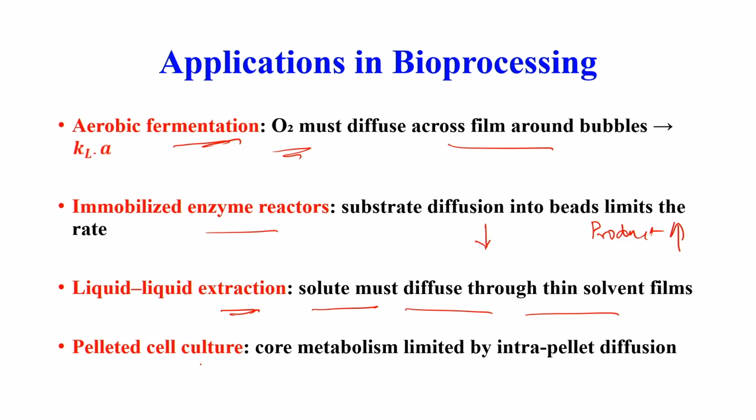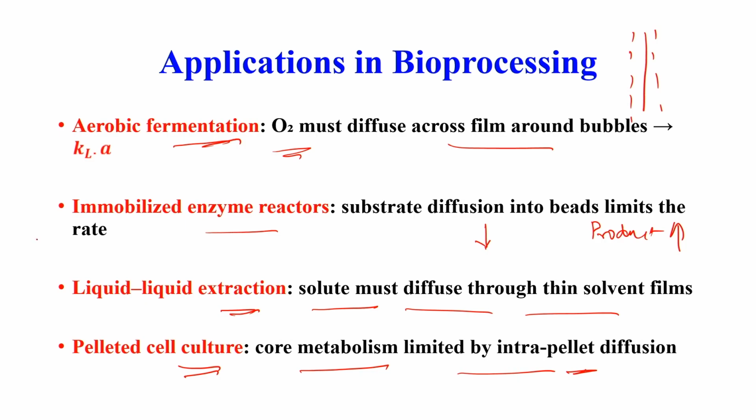So, if you remember when we discussed mass transfer across the phases, there is an interface, and surrounding the interface there is a boundary layer. It can be on either side or on both sides. Apart from immobilized enzyme, there can be pelleted cell culture. Then they also face intraparticle diffusion or intrapellet diffusion. So, these are the broad applications.